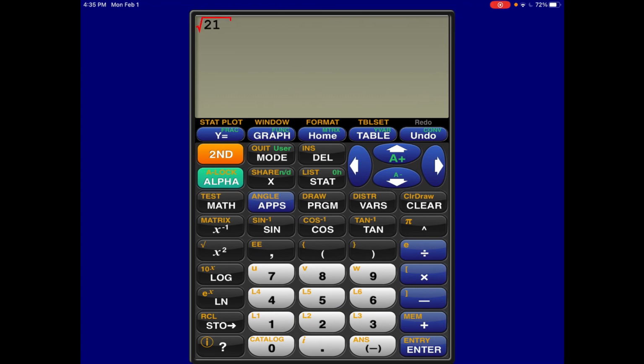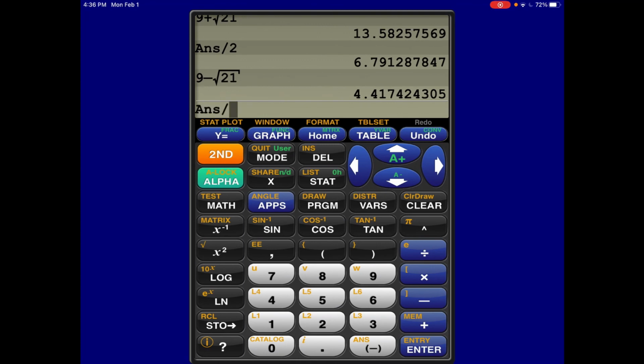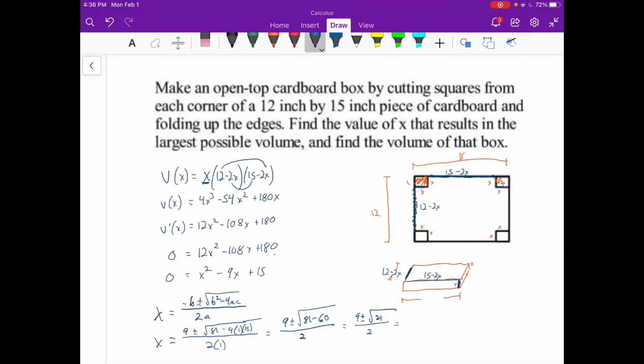Square root of 21 is 4.58. So we wanted to do 9 plus the square root of 21. Should have just done this first. And divide that by 2. And then 9 minus the square root of 21. And divide that by 2. So we have the two answers of 6.79 or 6.8 and 2.2. We have 6.8 and 2.2 are our answers.